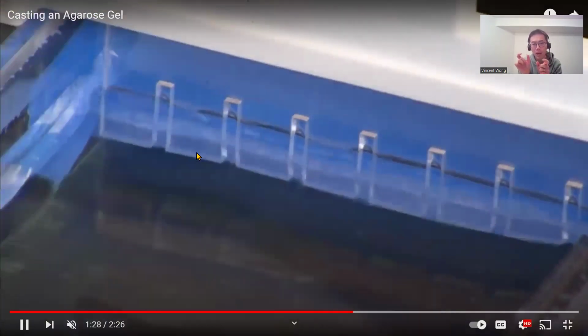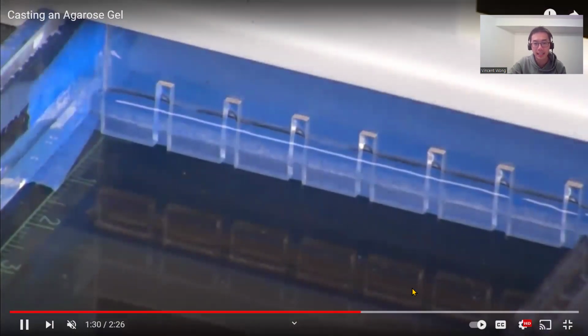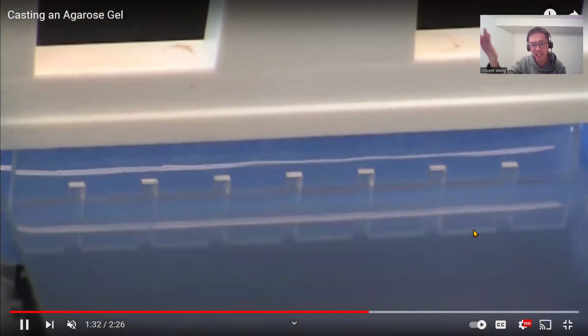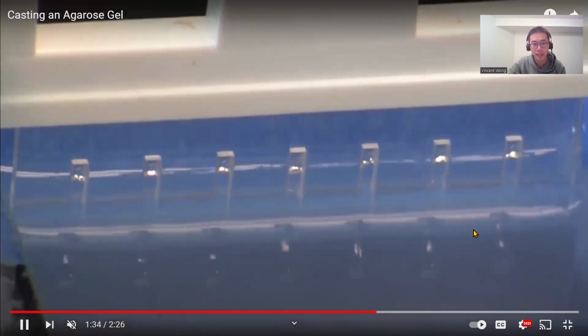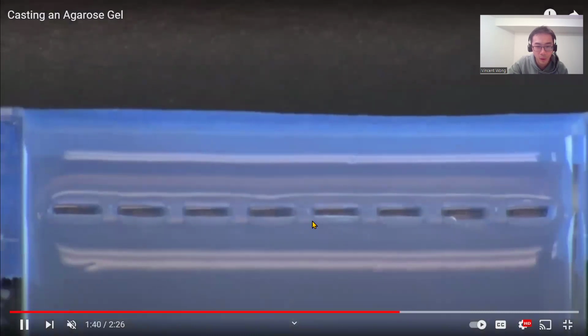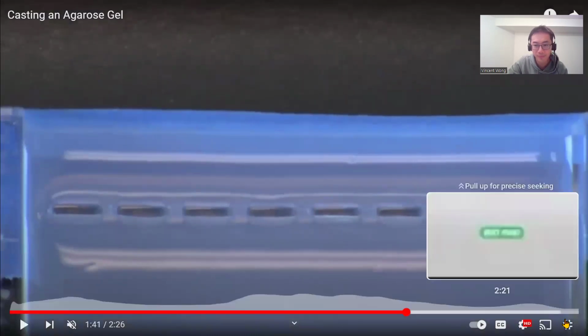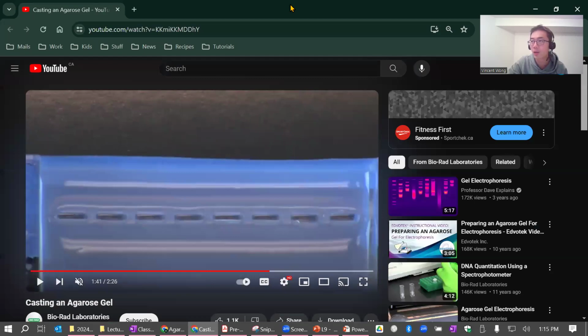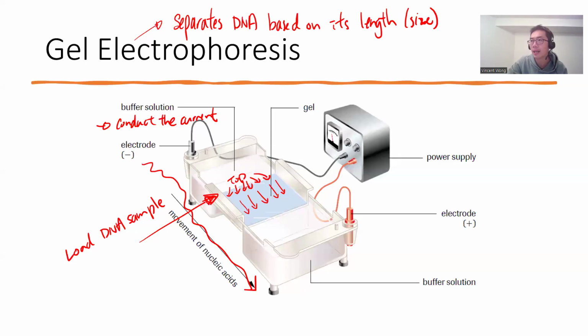It creates a little well for you to put the DNA in later. Okay? And then you let it sit there for about half an hour. You pull out the comb, and you can see those are the wells. Right? That's where you're going to load the DNA. All right. So actually, it's quite fun. But unfortunately, we don't have the budget to do that in class. So I just have to show you a video.